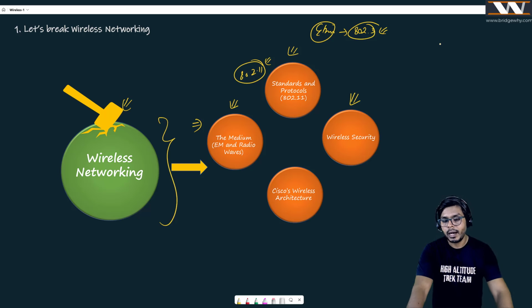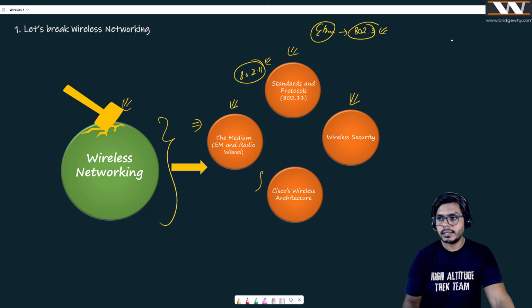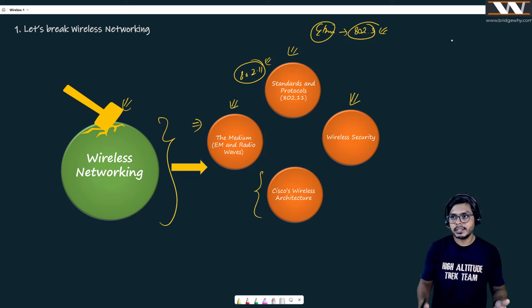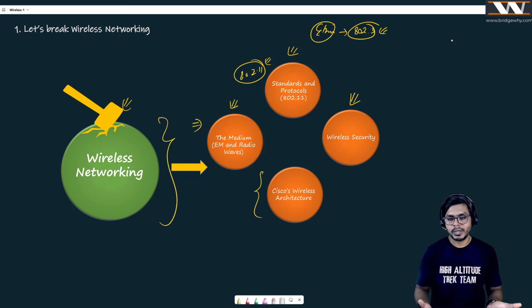And that is why I am going to talk about Cisco wireless architecture with 9800 series WLC, which is a wireless LAN controller, right? If you do not understand what is this WLC or controller, believe me, you do not need to worry about it, because we will be explaining everything absolutely from scratch.